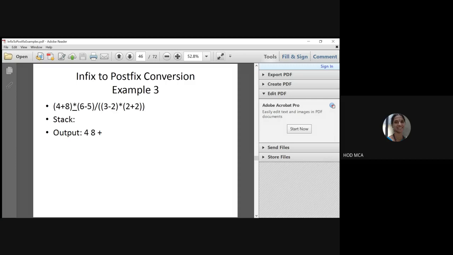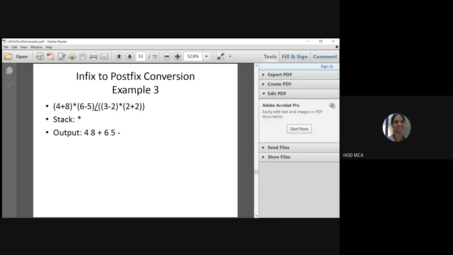Next is a star. When you come across star as an operator, push it onto the stack. Next is an open brace, push it onto the stack. 6 is an operand, go to the output. Minus is an operator. You don't have to compare here because you have an opening brace, so just directly push it onto the stack. Next is 5. 5 will go to the output. Then you come across a closing brace. So pop out minus, discard both open and close parentheses. Both the brackets will get discarded.